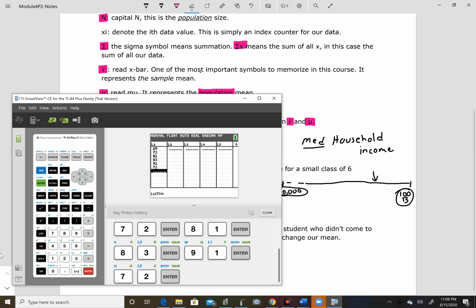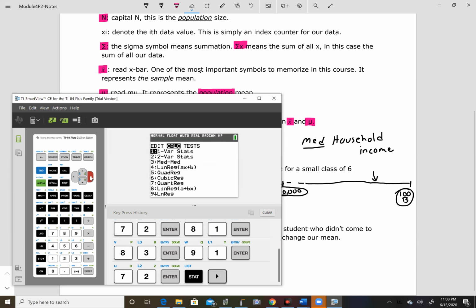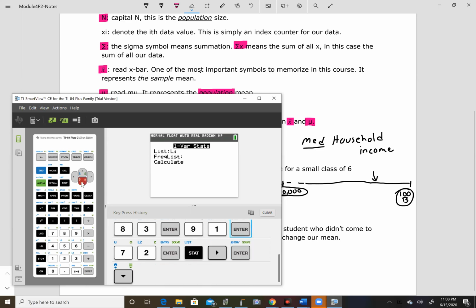Now I'm going to go back to stat, and I'm going to right arrow over to calc. And we have one variable here. We have test scores. So we're going to click on one variable statistics. That's what that stands for. So I'm just going to hit enter. Okay, I am using list 1. I do not need to use a frequency list here. We'll get into that later. I'm going to hit calculate, and it'll bring it up.